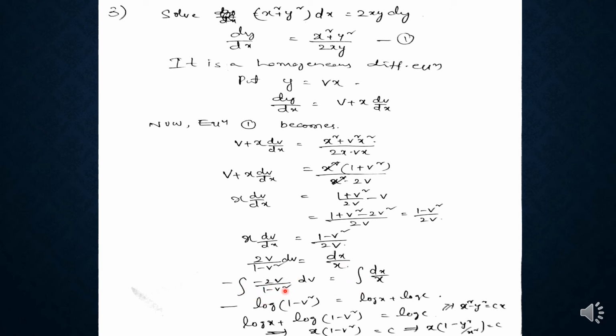Here check whether it is in the form of f dash x by f of x dx. What is f of x here? That is 1 minus v square, and what is its derivative? That is minus 2v dv.